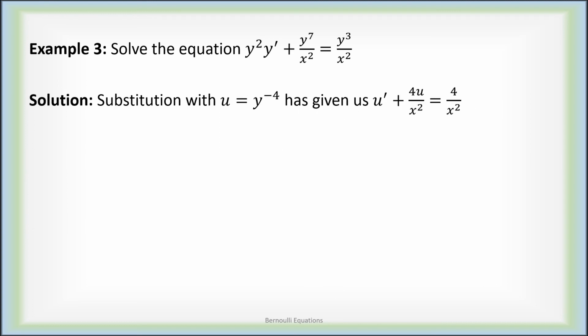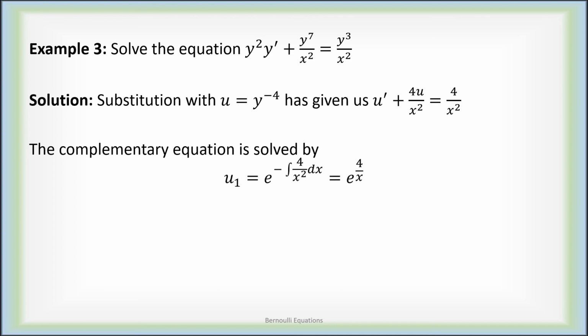So here is our equation that we have. u prime plus 4u over x squared equals 4 over x squared. We begin by solving the complementary equation. u prime plus 4u over x squared equals 0. So what do we do? We integrate 4 over x squared, put a minus sign out in front, exponentiate it, and we end up with e to the 4 over x. So there is a solution to our complementary equation.